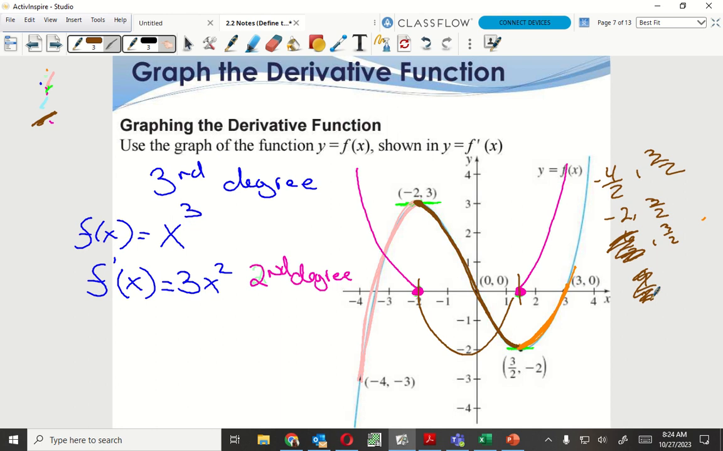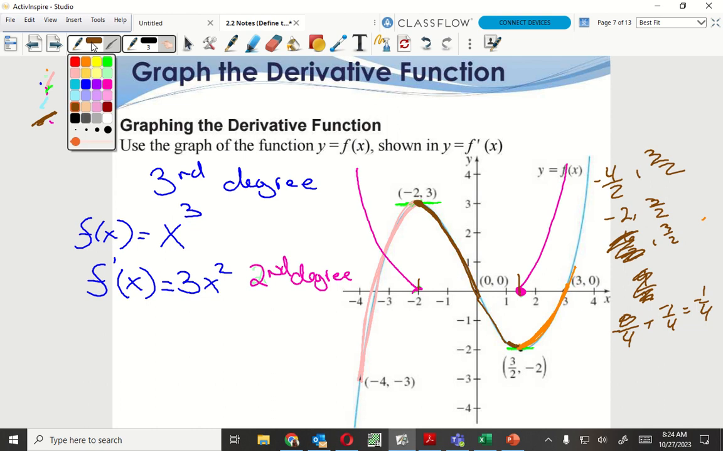Distance is 7.4. So 8 over 4 plus 7 over 4, which is -1/4. So for my vertices in between there and there, I'm going to end up with -1/4 right about here. So -1/4 is going to be the vertex of this.